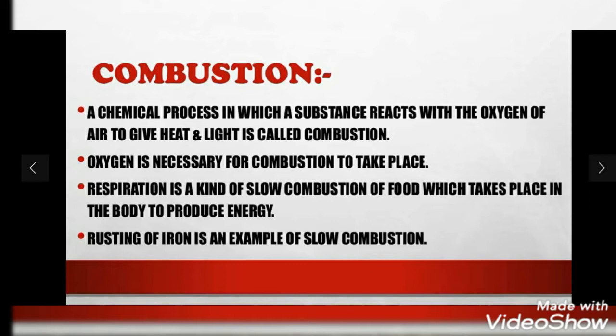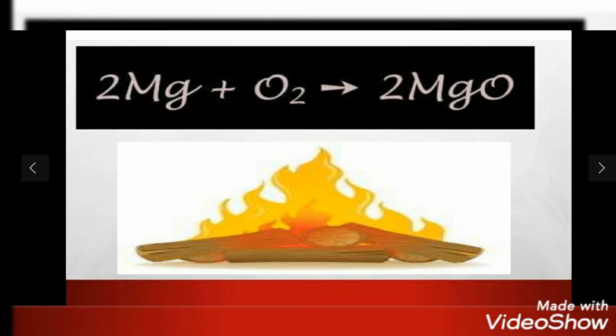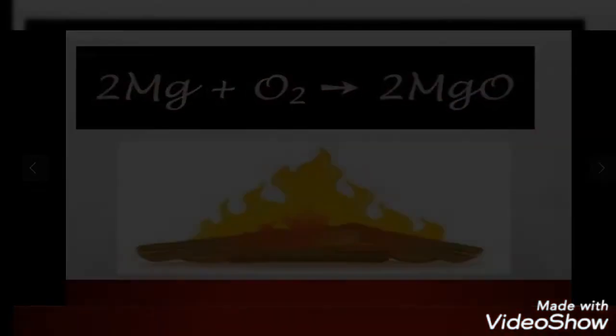But respiration and rusting also come under the process of combustion. Now for example, if you take magnesium ribbon and put it in oxygen, it burns to form magnesium oxide, and a lot of light and heat is produced.